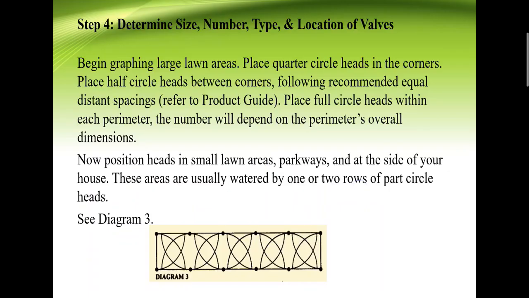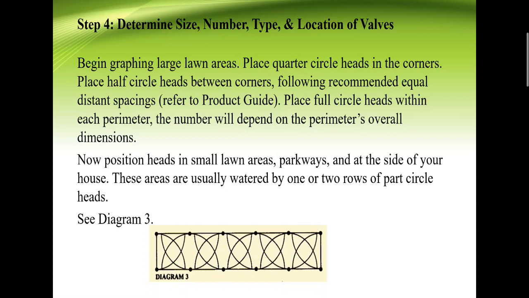For step 4, determine the size, number, type, and location of heads. Begin with large lawn areas. Place quarter circle heads in the corners. Place half circle heads between corners, following the recommended equal distance spacing. Refer to the product guide. Place full circle heads within each perimeter. The number will depend on the perimeter's overall dimensions.